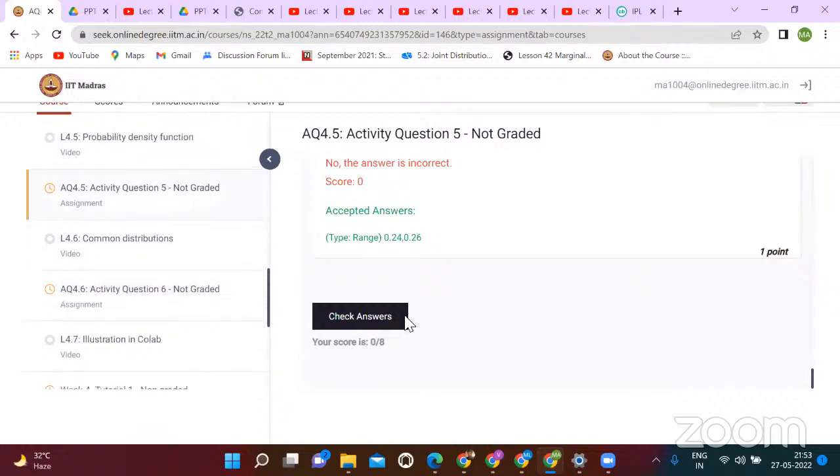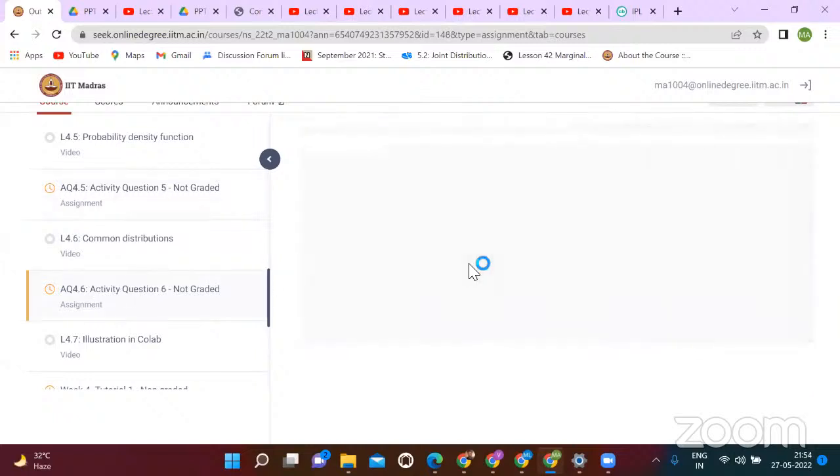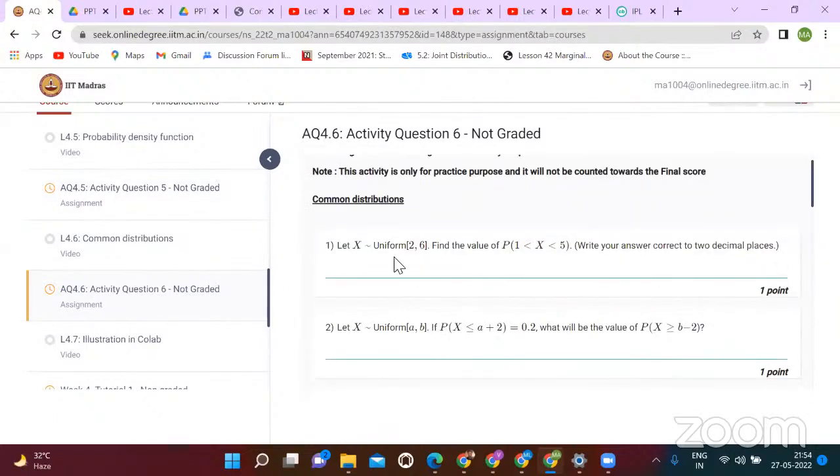PDF, CDF, PMF, CDF. This is the last lecture. Now if you are asked for the uniform distribution from 2 to 6, what will the PDF value be? Because it is uniform, from 2 to 6 it will remain the same, but what is the value?